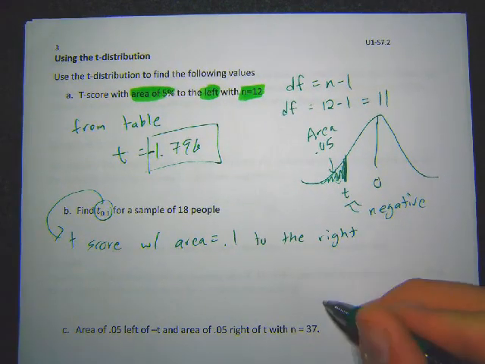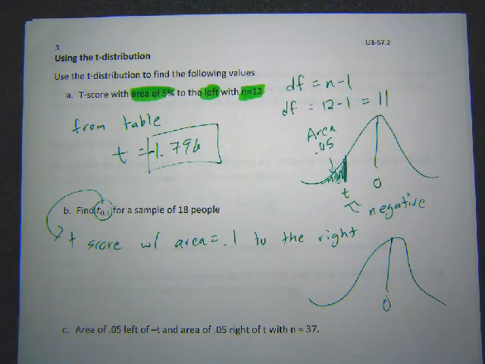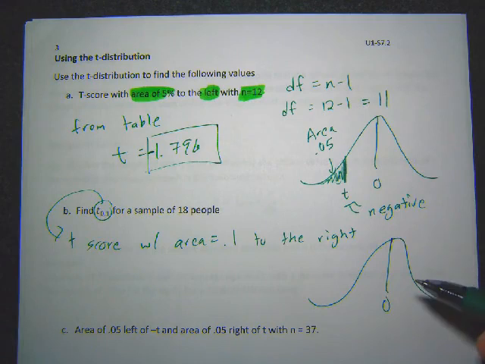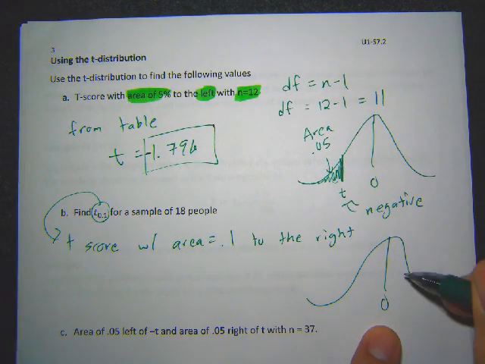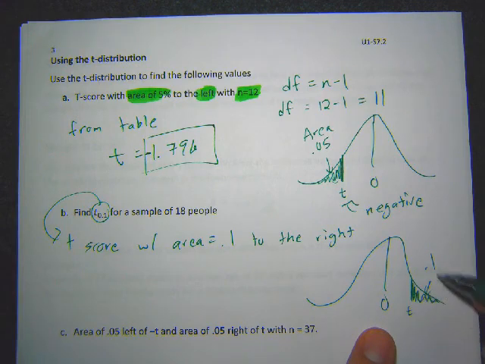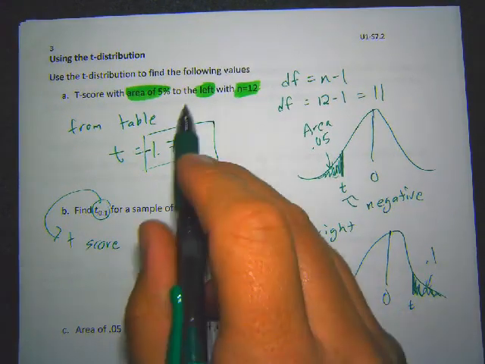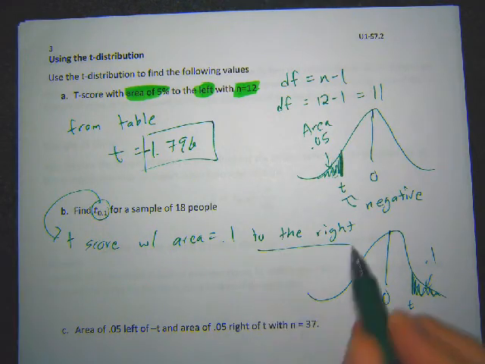So just like before, I'm going to draw my little distribution here. I'm going to have 0 in the middle, because that's the middle. I'm looking for one that has 0.1 to the right. Remember that there's 50% to the right of 0, so 0.1 is less than 50. That's only like 10%, so it's going to be over here. And it's got this area here, and this area is going to be 0.1 or 10%. We're looking for that t-score because it has to have 0.1 to the right. It's not to the left, because this one is to the left, but this one, when you write it this way, means to the right.